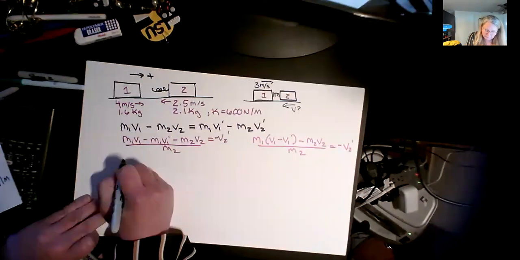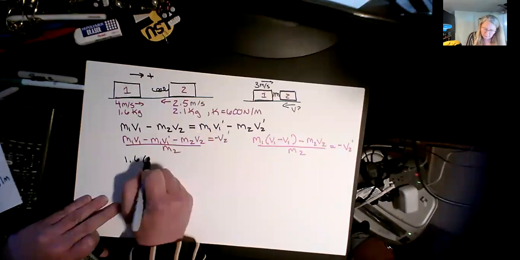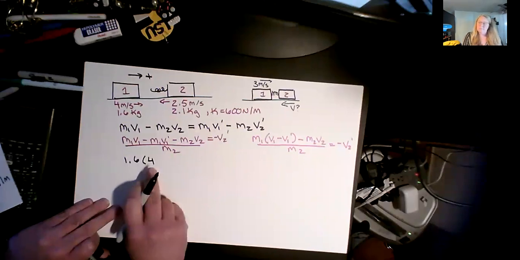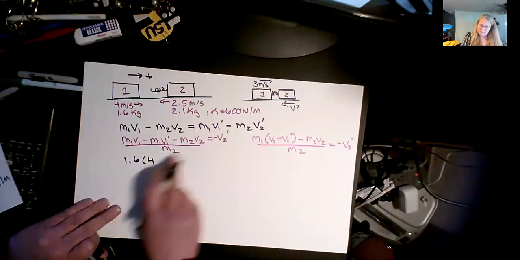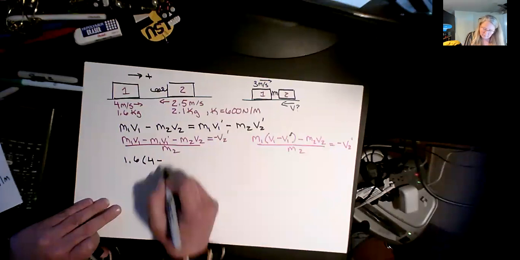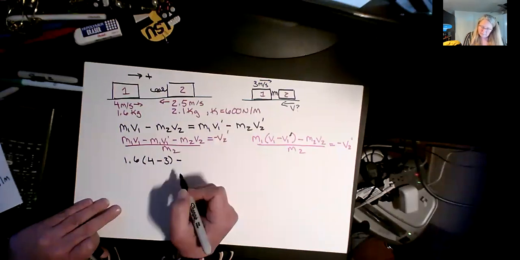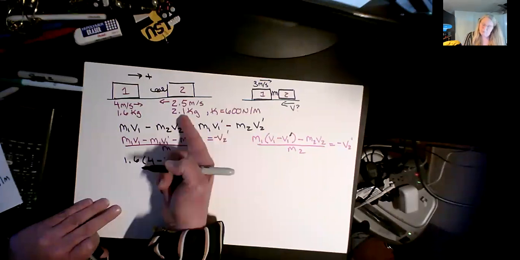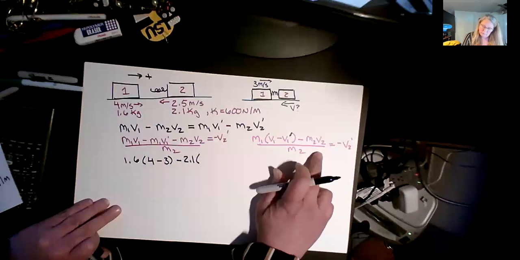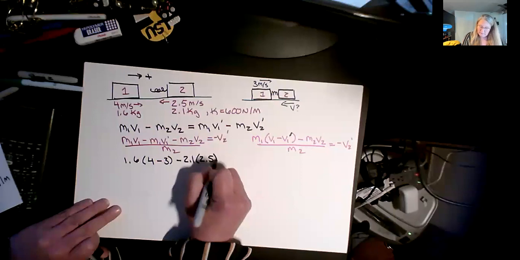So mass 1 is 1.6, velocity 1 is 4 meters per second. I'm going to leave out the units so it's not quite so cluttered. 4 meters per second, and I'm subtracting its final, which is 3. Make sure that prime is clear. Minus 3, minus mass 2, velocity 2. So mass 2 is this 2.1 kilograms times this velocity 2, which is this initial velocity. Be careful not to put in the negative signs.